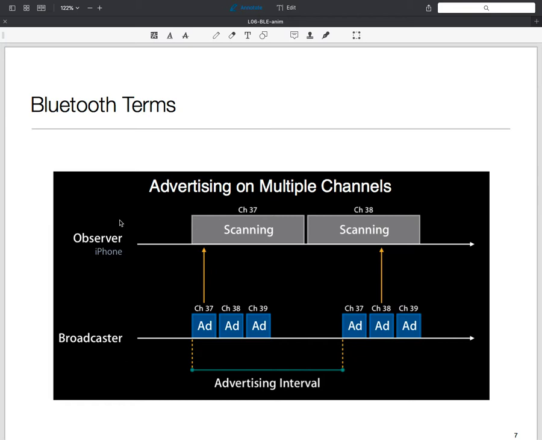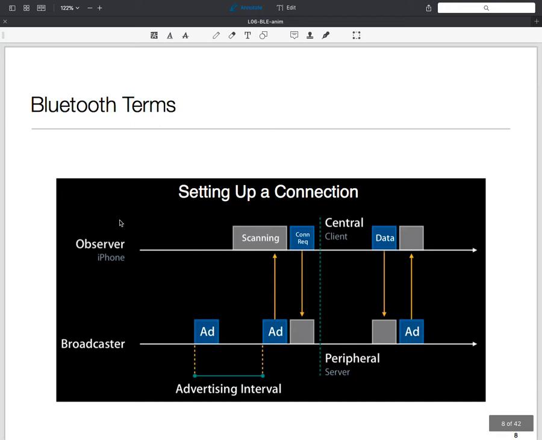Okay, so moving on. So there are multiple frequencies. Okay. Now what happens is, yeah. Question.